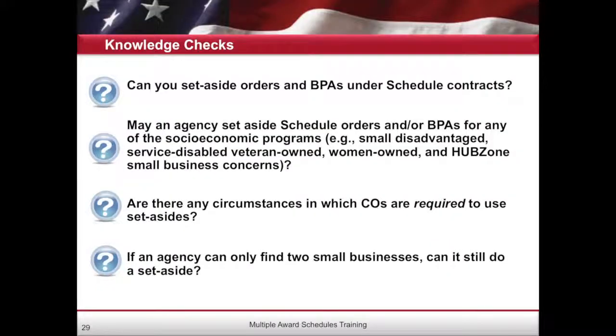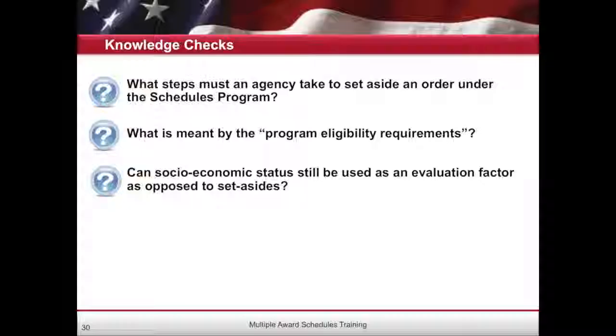If an agency can only find 2 small businesses, can I still do a set-aside? Well, the answer is yes, but I do like that "it depends" out in the audience. Yes, you can still do it, but if you only have two, you have to do a limited sources justification and approval. If you have only 2, you are limiting sources, so you need to justify that. If it's over a certain dollar threshold, it might have to be signed off by your competition advocate or your head of contracting activity. So that was a little bit of a tricky one.